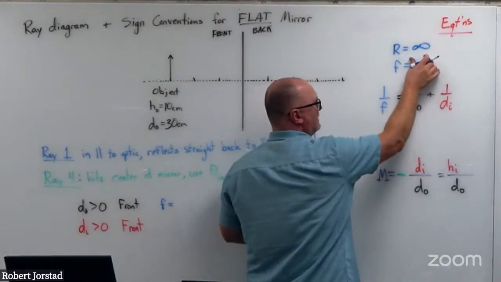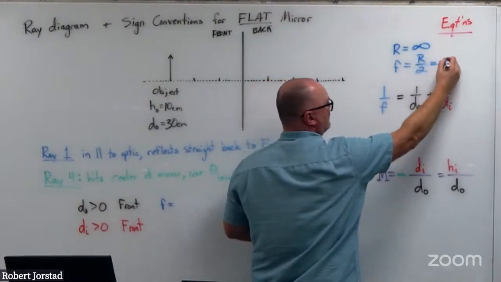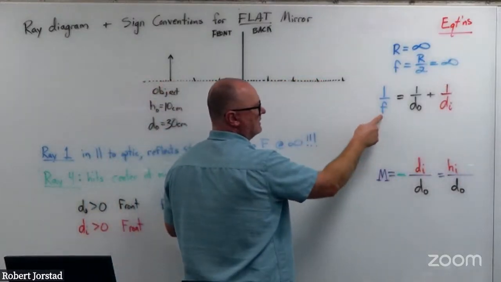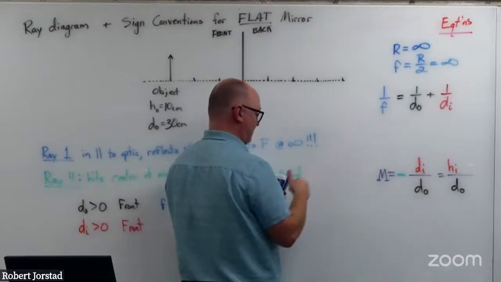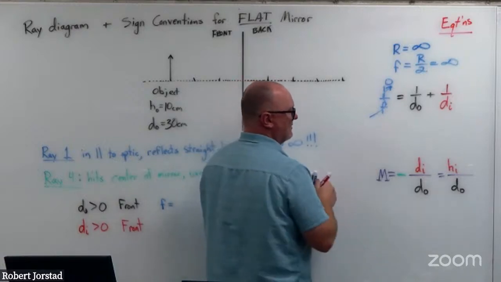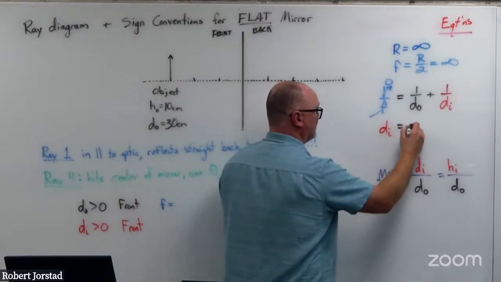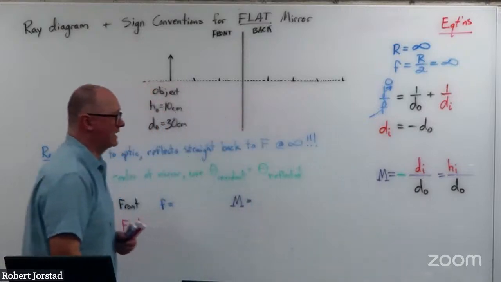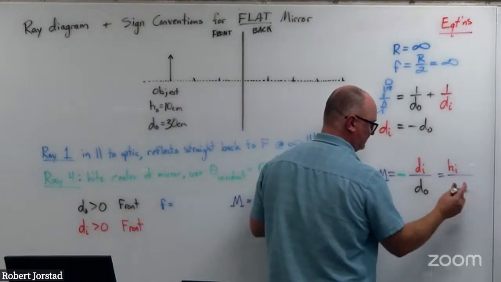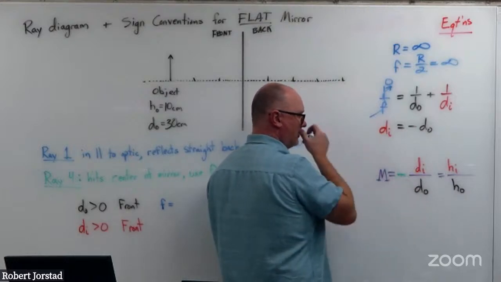Now, what was our equation for the focal length? It was radius over 2. Well, infinity over 2, still infinity. Think, what is that going to do to this 1 over f? That's going to go to 0. So notice, what do we get here for d image? Negative d object. Notice, oh, whoops, this is wrong. Heights with no minus sign, distances with the minus sign.